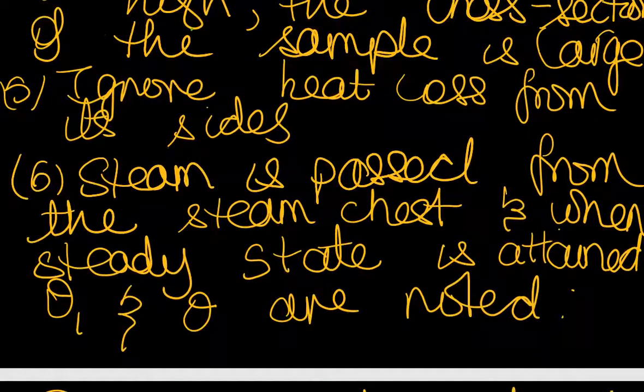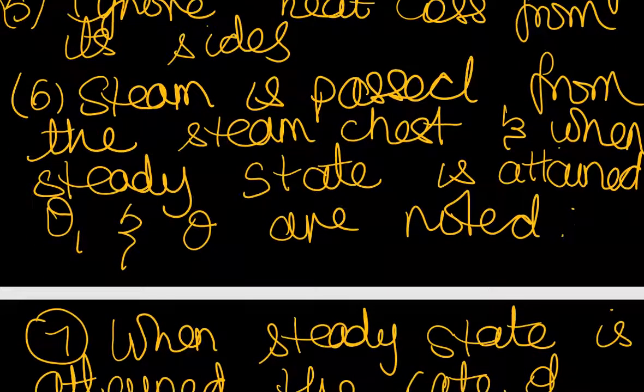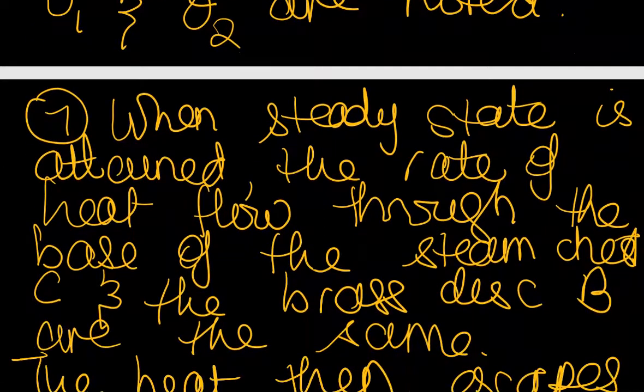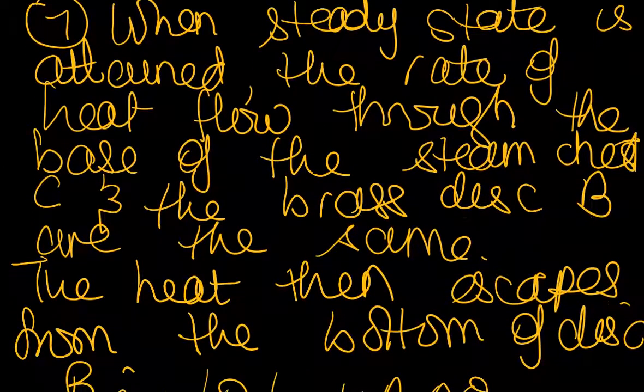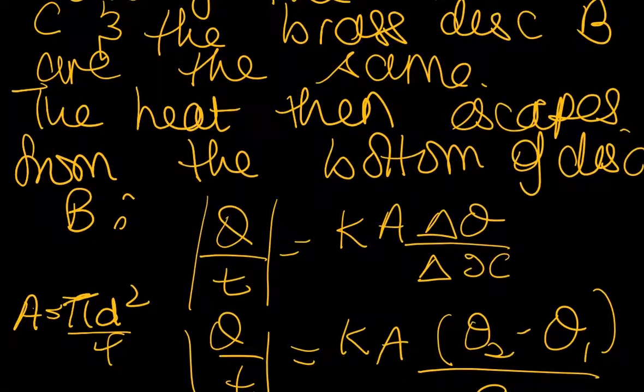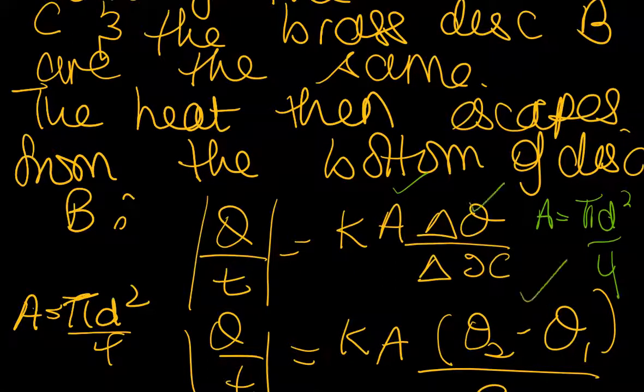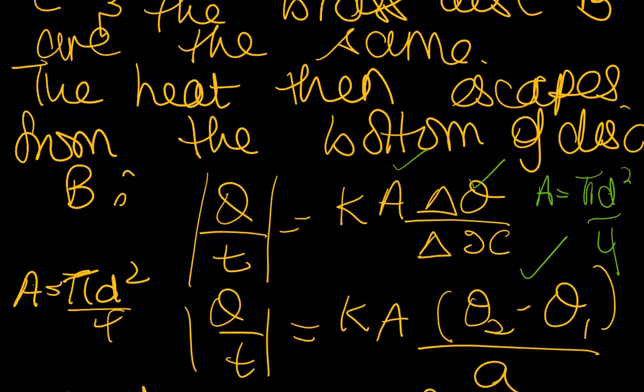Steam is then passed from the steam chest, and when steady state is attained, θ1 and θ2 are noted. So when steady state is attained, the rate of heat flow through the base of the steam chest C and the top of the brass disc B are the same. Alright, so based on that, we would have acquired A. Remember, we're going to let A be pi d squared over 4. We would have had delta theta and delta X, which is A.